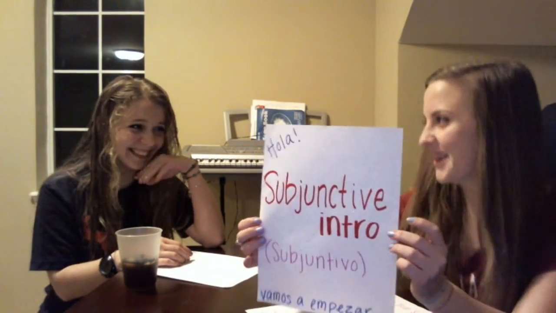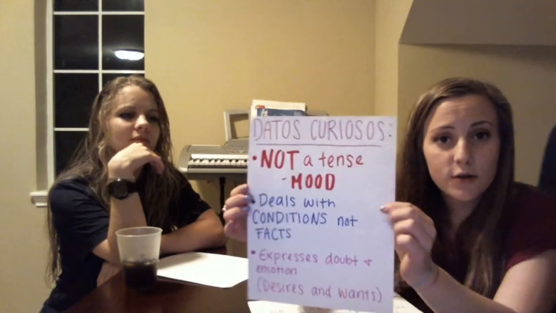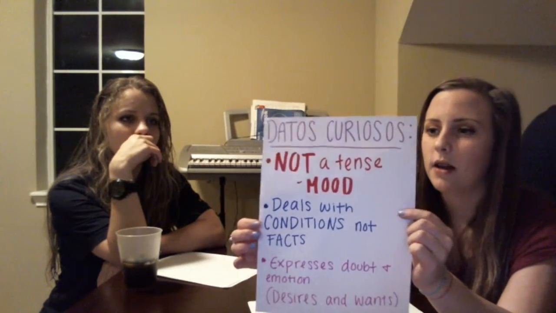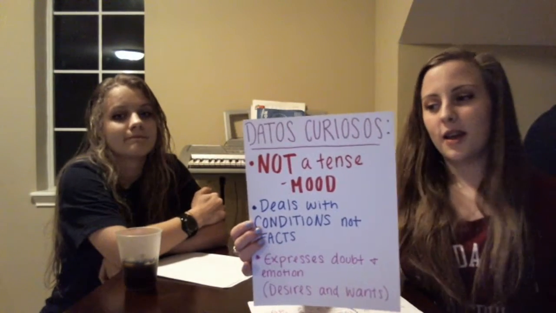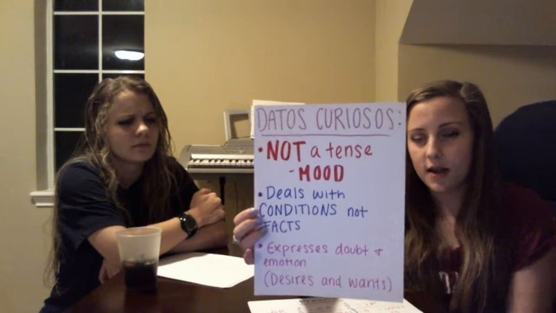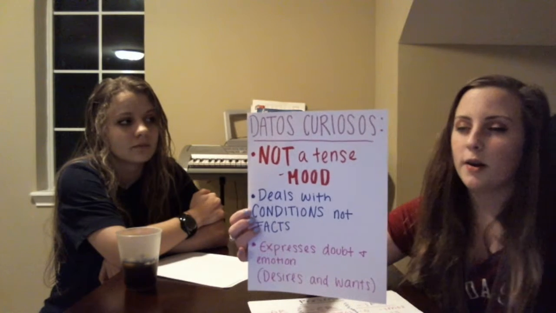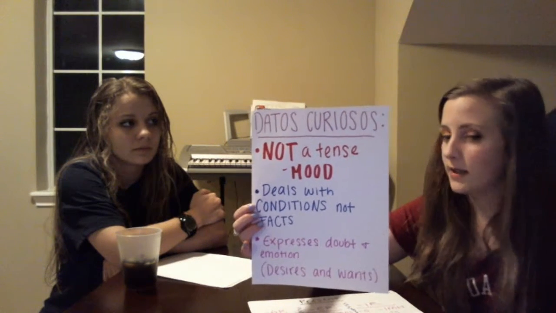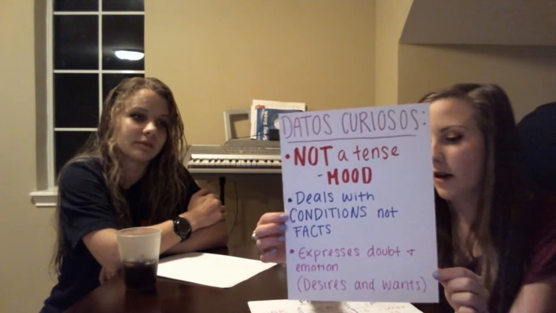Okay. So, hola. Today we're gonna be talking about the subjunctive form or subjuntivo. Vamos a empezar. Datos curiosos sobre la forma de subjuntivo. A lot of people don't think that it's a tense, which it's not, it's a mood. And it deals with conditions and not facts. So if you wanted to say, like, the train might arrive late, that'd be a condition. But if you said the train will arrive late, then that's a fact, and therefore wouldn't make it subjunctive. It expresses doubt and emotion, such as wants and desires.